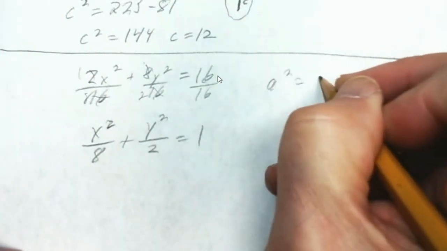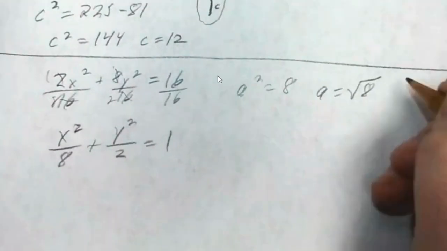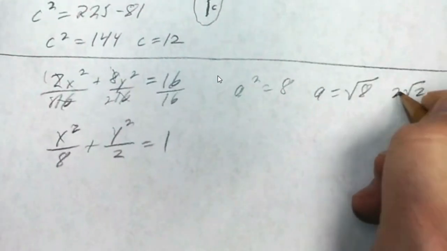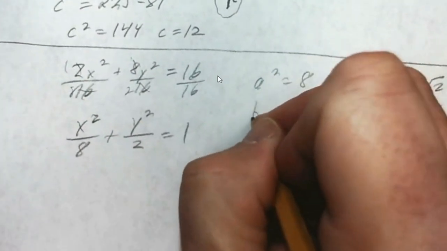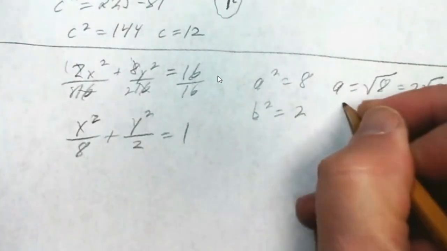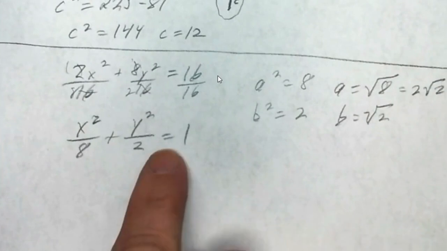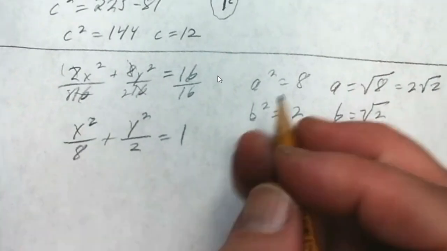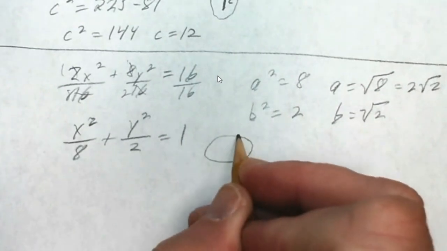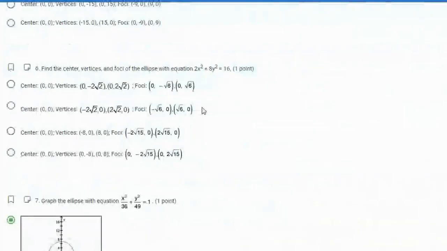A squared equals 8. So a equals the square root of 8, which is 2 square roots of 2, if you simplify it. B squared equals 2. So b equals the square root of 2. A is always larger than b, so this is a horizontal ellipse. And again, they want us to find the center, vertices, and foci.